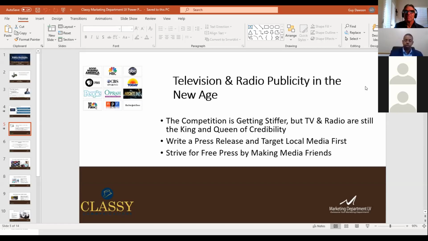So, writing a basic press release and targeting local media first. I think it's important to target the local media first because you have a much better chance of connecting with local media than you do with national media. Not to say that your story wouldn't be worthy of national media, but sometimes it can be challenging to connect with those people because they're being inundated with stories from all over the country, all over the world. It'd be a lot easier to target a local media source.